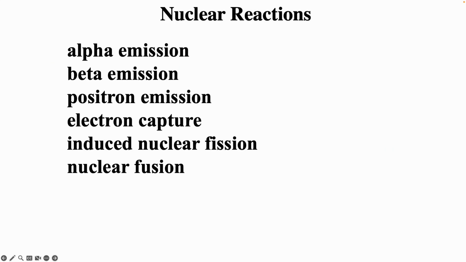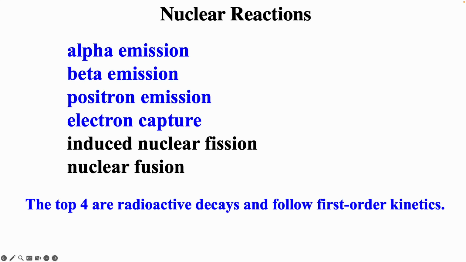And so we can talk about 6 different nuclear reactions. We can talk about alpha emission, beta emission, positron emission, electron capture, induced nuclear fission, and nuclear fusion. Now these are not the only nuclear reactions, but these are the only ones that we'll talk about. The ones in blue are radioactive decays and follow first order kinetics. The math that is involved when we talked about first order kinetics during chemical reactions is the same math that we can use for radioactive decays.